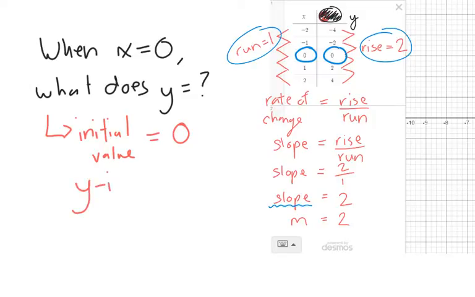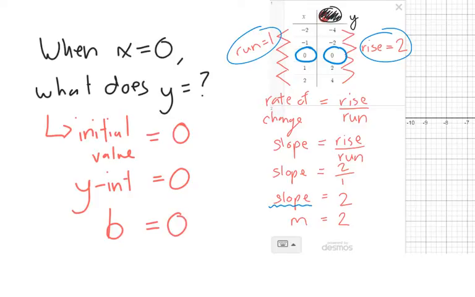Now, instead of saying initial value, we can just say y-intercept. I'm just going to say y-int, which is short form for y-intercept. That is equal to 0. And instead of saying y-intercept, the variable which represents the y-intercept is b. So b is equal to 0.